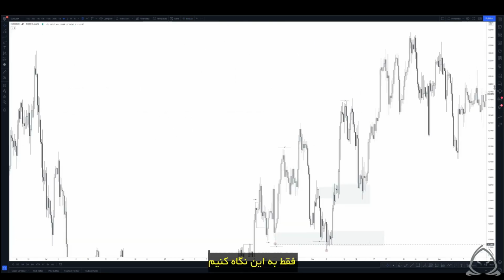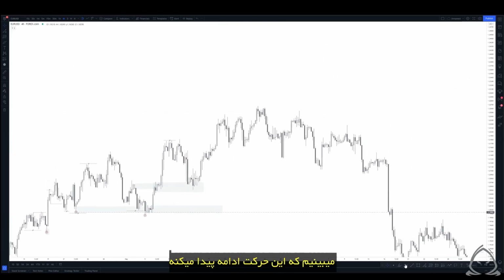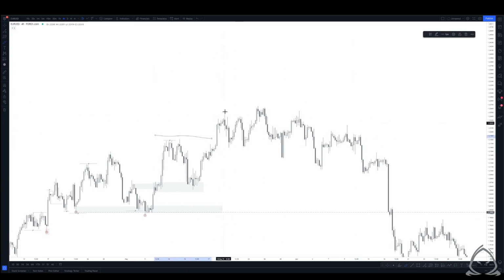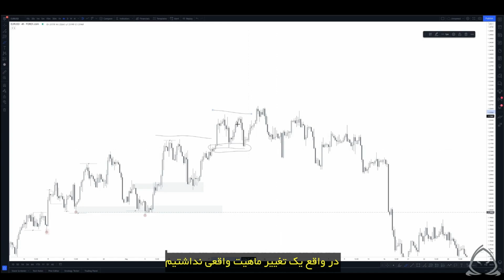So we'll just look at this, and what we can see is this price action carries on. See that we take the liquidity here, we start to pull back. Where do we pull back into? We pull back into a demand zone. We don't actually get a true change of character. Now we have a new bit of liquidity.